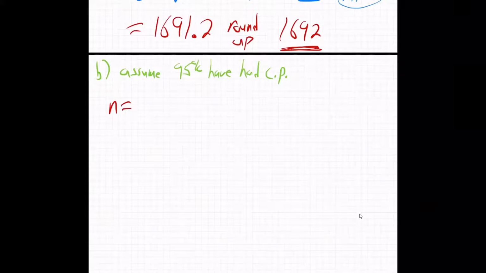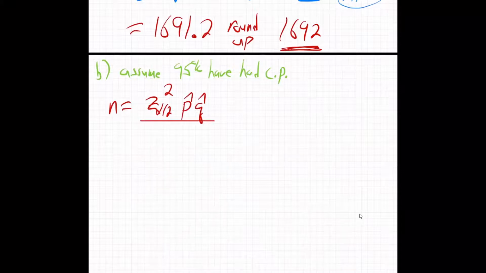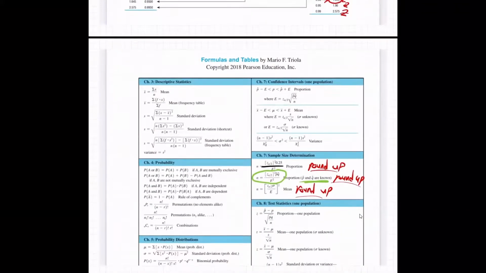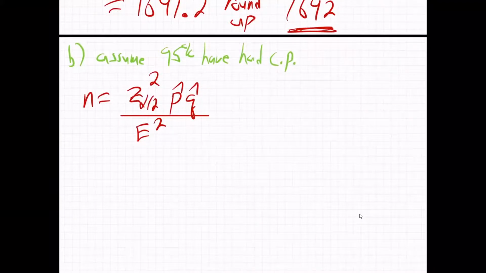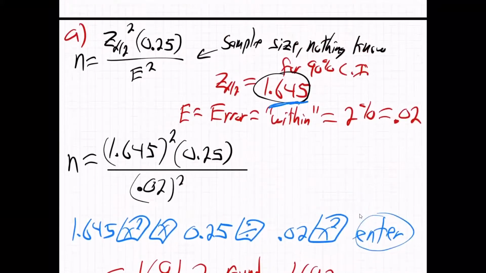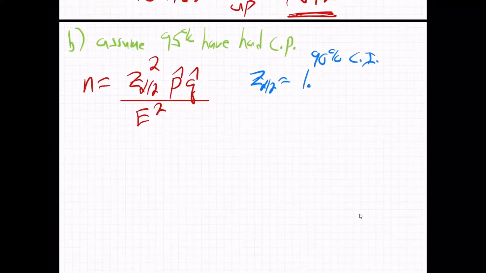So we're going to use n equals Z alpha over 2 squared times P hat times Q hat over E squared. That's the formula, right? Yeah. So there we go. The Z alpha over 2 is the same as it was last time. It's because it's for a 90% confidence interval, right? So we just grab it right there, 1.645. Don't need to go to the chart again.